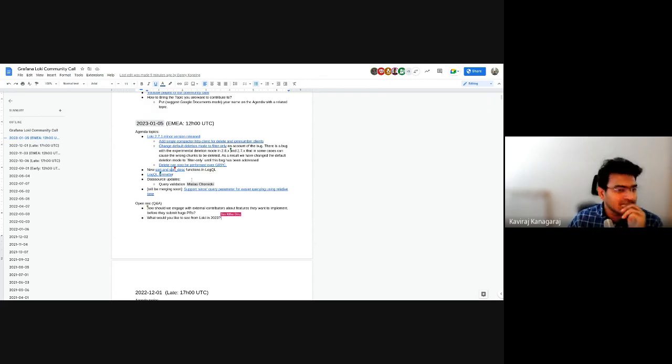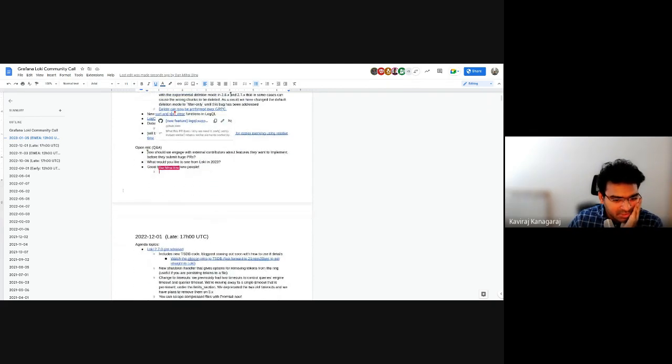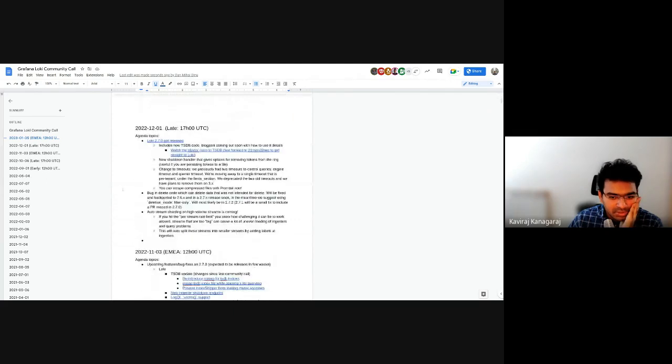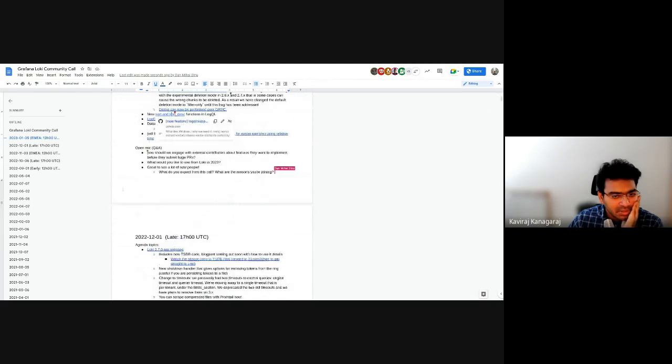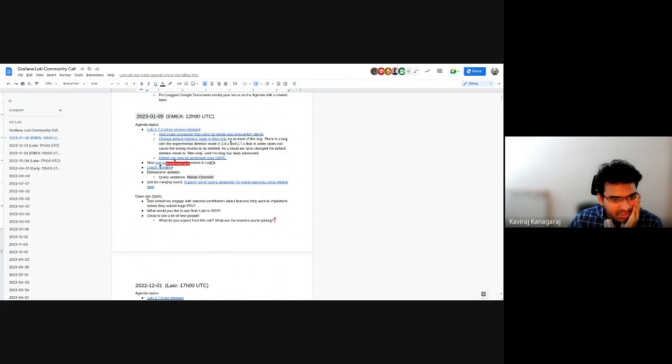Then yeah, the next one is LogQL formatter. I think we didn't talk about this in the last one, I guess. That's why I added it here. Okay. So this is something I think came out of a hackathon project internally.